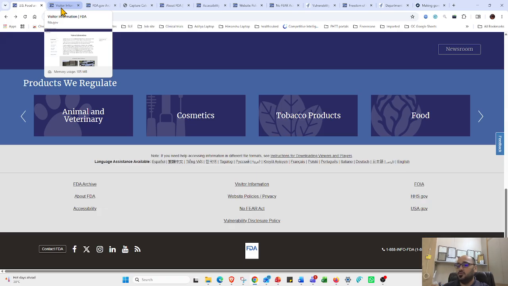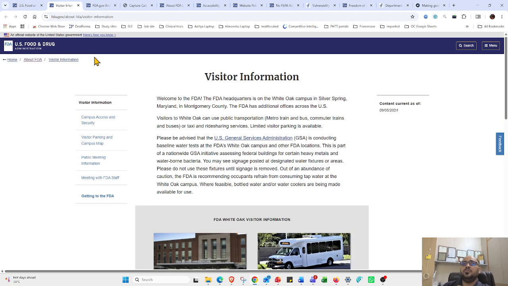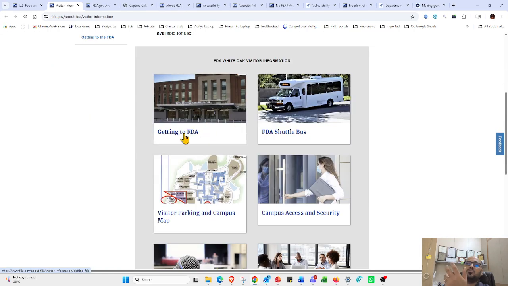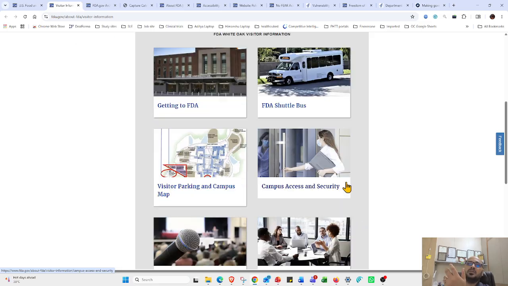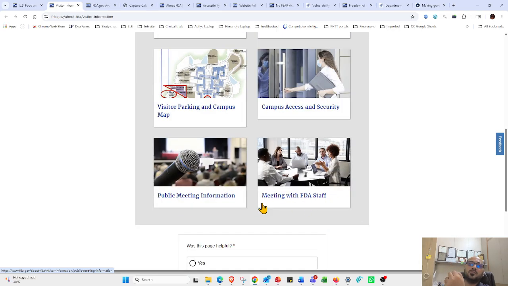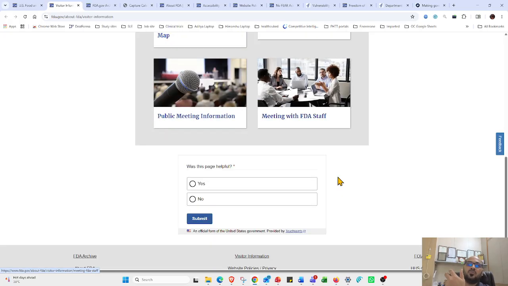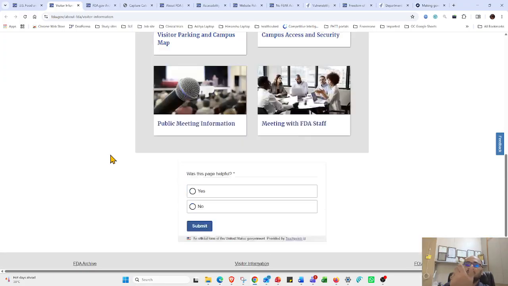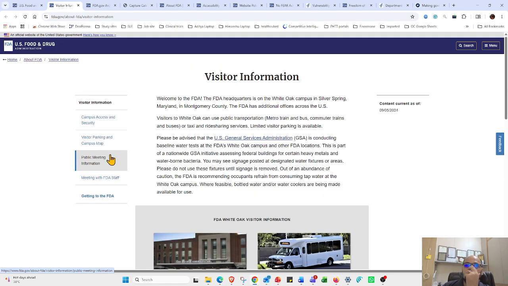Most of them you might not even use, but it's good to know about them. So first of all, visitor information, how you reach, right? FDA is based out of White Oak, so public transportation, how to get to the shuttle, parking space, campus accessibility and security, and then public meeting information, and then meeting with FDA staff, how you can do it. So this is all here, basically, right?